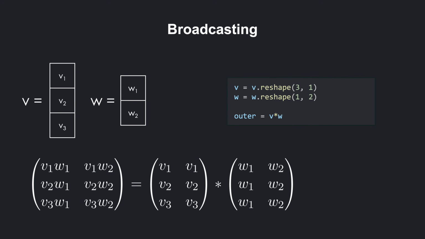Concretely, we can calculate this by reshaping V to a 3x1 column vector and W to a 1x2 row vector, followed by a broadcasted multiplication of the two. Broadcasting is an incredibly powerful tool. Together with the indexing, reshaping, and reduction techniques we've seen so far in the series, we already have sufficient tools to solve almost any problem in the whole series. If you try to do so, however, you'll see that these methods can quickly get a little cumbersome.